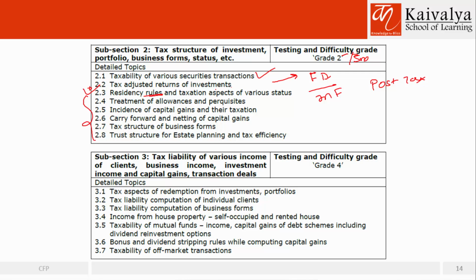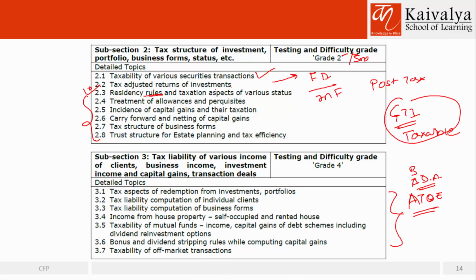Now all these things actually come wherein you have to find out gross total income of a client, and then finally you have to find out taxable income of the client. Now tax liability of various incomes of clients: business income, investment income, capital gains and transaction deals. Now if you go through all our case studies A to E, you are given some income like basic salary, then allowances, dearness allowance, all those things are available in the case study. Based on that, they can ask you to do this. And yes, this is also important, we simply cannot skip this.